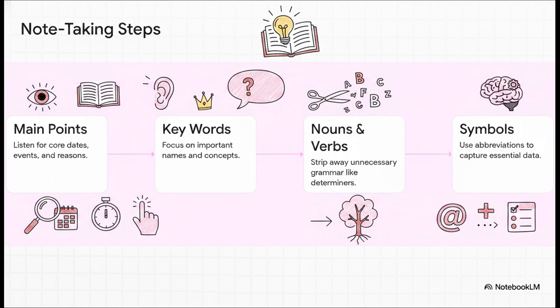We're talking the core dates, events, or primary reasons. Number 2, keep an ear out for key words, like crucial names and concepts. Number 3, focus heavily on noun phrases and verbs. You really want to strip away all that unnecessary grammar. Drop the determiners like a, the, is, and are. Just capture the purely essential data. And number 4, aggressively use abbreviations and symbols wherever you possibly can.